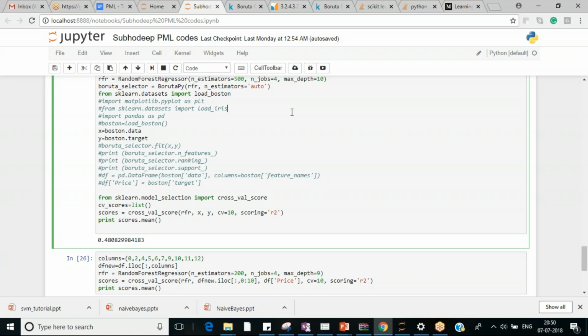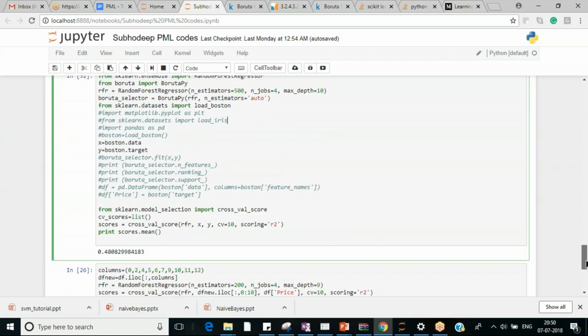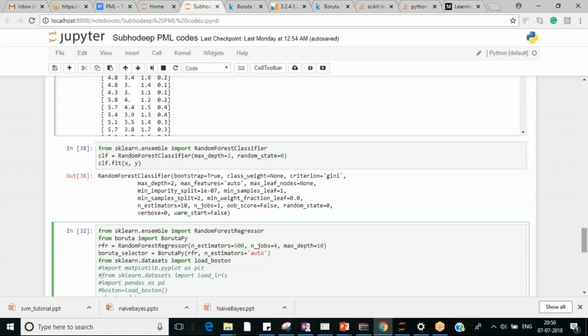Other than that, there are 9 which are ranked 1? No, 9 have been confirmed. 9 are important. 9 have been confirmed that are better than a random noise. Today only I explained, right? Random forest induces a variable which is random noise, and whatever is above that random noise is considered important. So 9 have been classified important. Out of that, 5 are ranked 1. It means they are very, very important. You have to consider them in the model.